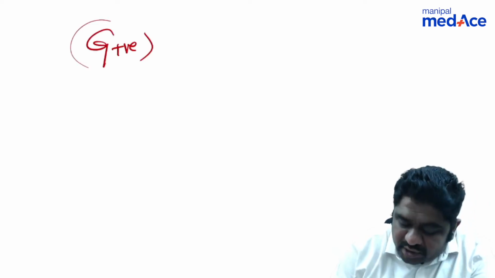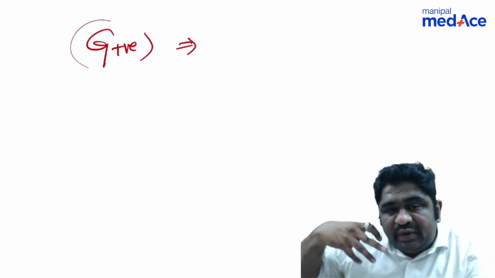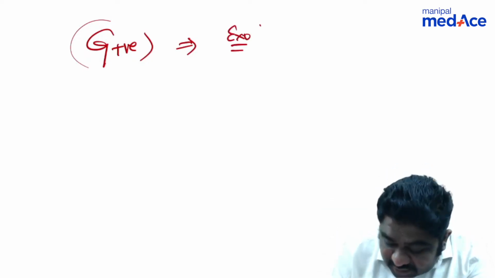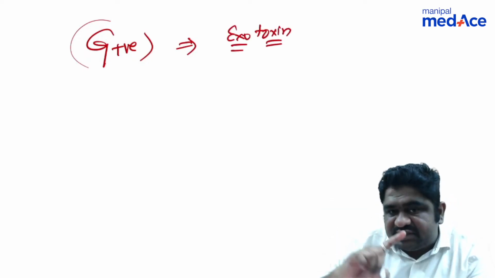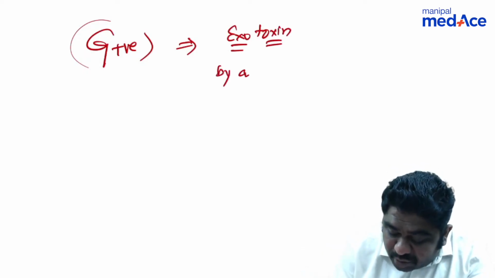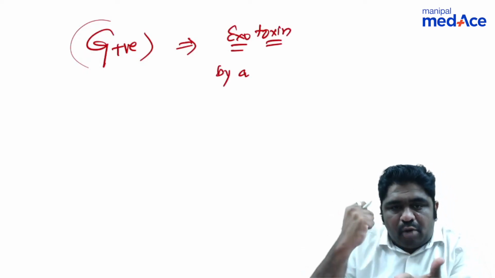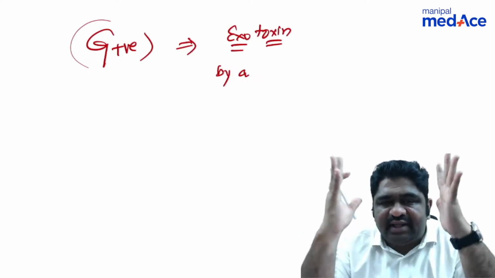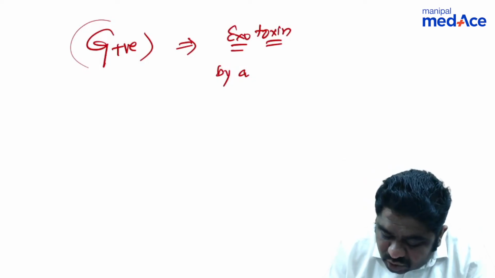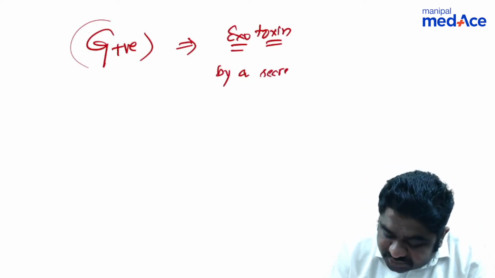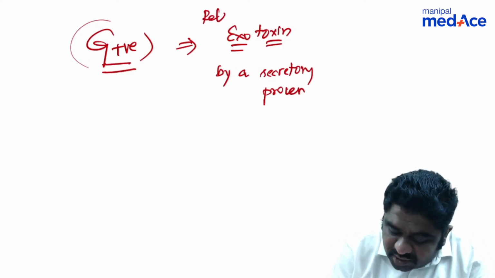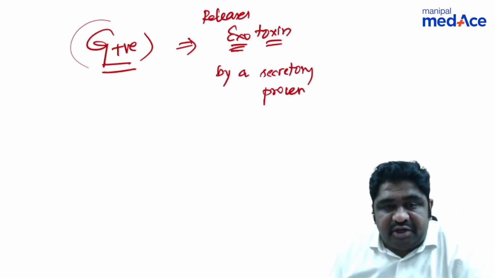Now, let me tell you this. In case of a gram-positive organism, the gram-positive organism always secretes an exotoxin. Exo, the one that comes out. Exotoxin means a toxin that is released by a bacteria by a secretory process, not by forcible destruction of the organism and releasing it. The organism by itself has a system through which it can secrete the toxin. Only then you call it an exotoxin, done by a secretory process. Gram-positive organism releases exotoxin by a secretory process.